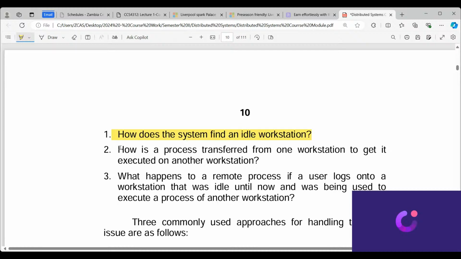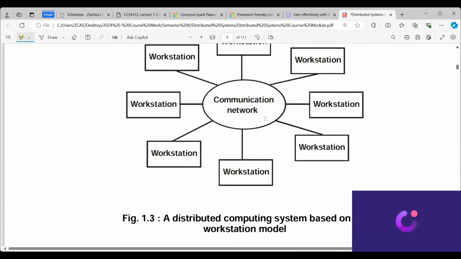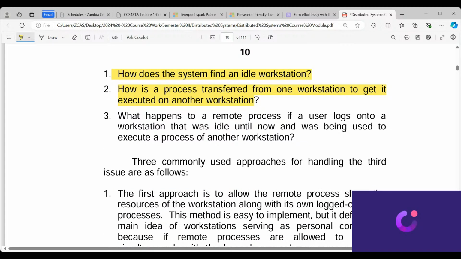Then the other question to ask is, how is the process transferred from one workstation to get it executed on another workstation? Because if you look at the diagram there, we only have one communication network. How do you transfer the work from one station to the other? Now, the third is, what happens to a remote process if a user logs onto a workstation that was idle until now and was being used to execute a process of another workstation?